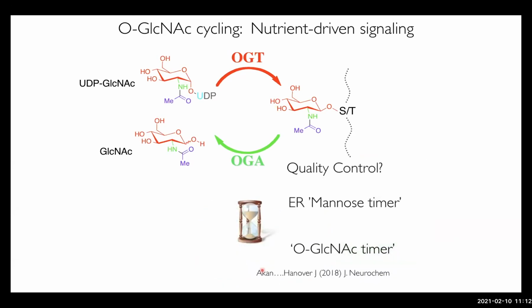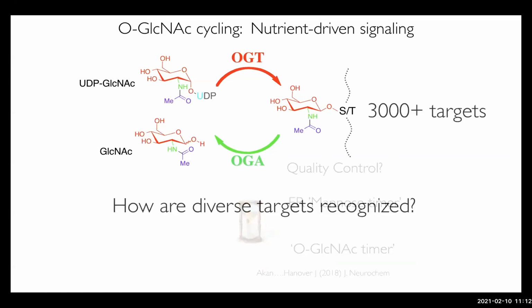So we've proposed what we call the O-GlcNAc timer hypothesis, and this is very similar to the ER mannose timer that operates in the endoplasmic reticulum, by which a specific addition and removal kinetic leads to stabilization or destabilization of a protein. And so with that in mind, I'm going to talk about some specific examples of how O-GlcNAc may mediate those functions. So how are these diverse targets recognized?